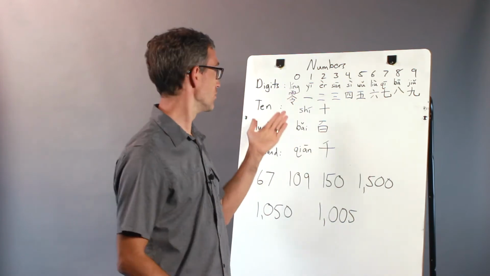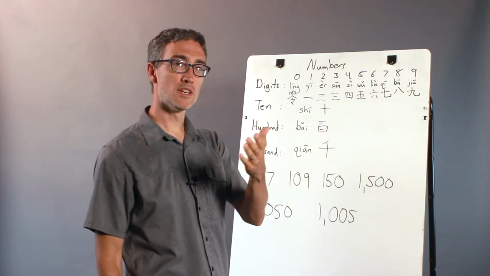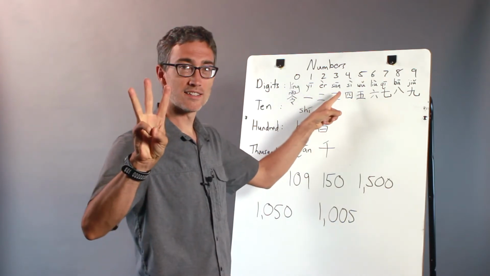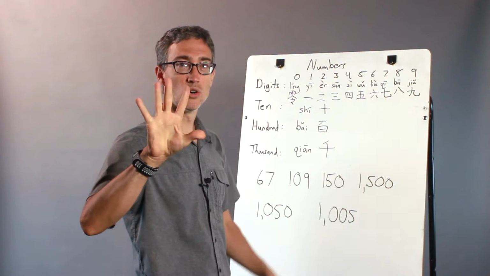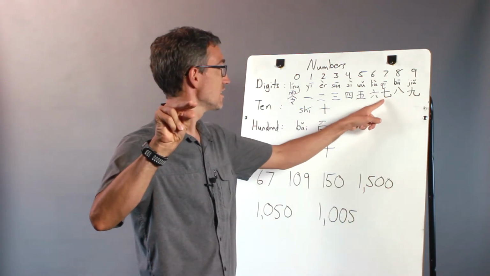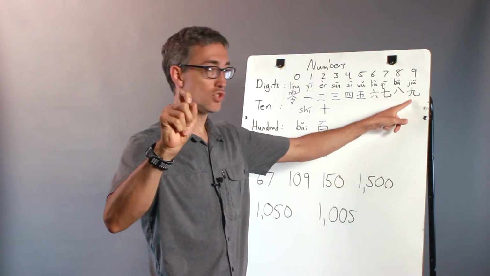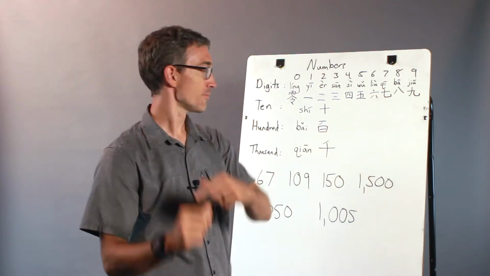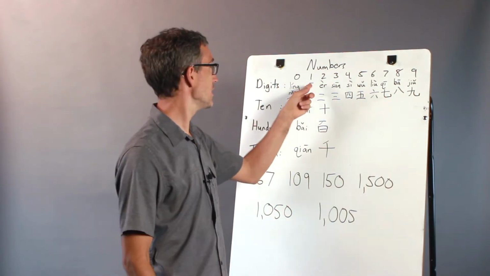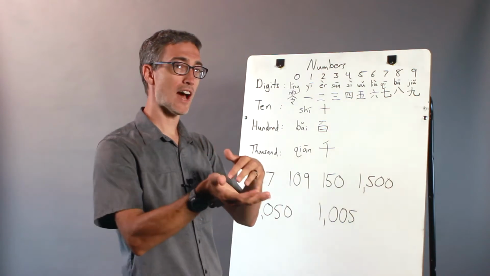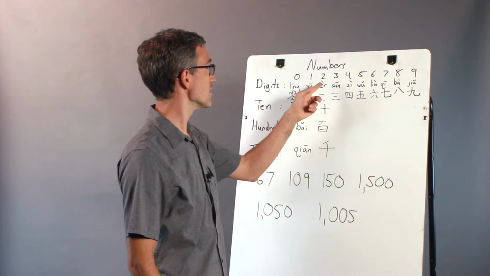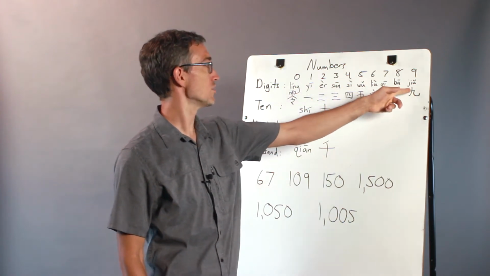Ling, that's 0. Ling, you can say it with me if you'd like. 1, 2, 3, 4, 5, 6, 7, 8, 9, and then 10. So ling is 0. Er. Now remember, er changes tone if something comes after it, but when it's by itself, you just say first tone. 1, 2, 3, 4, 5, 6, 7, 8, 9, 10.